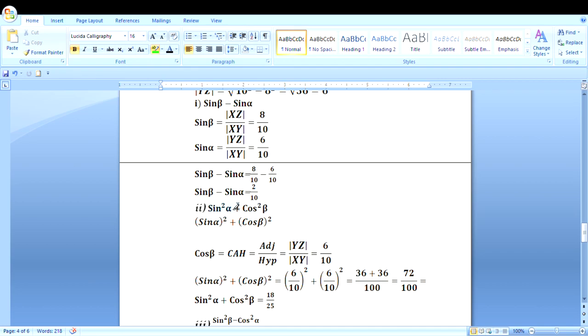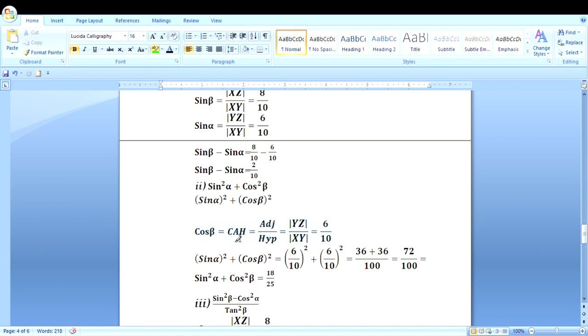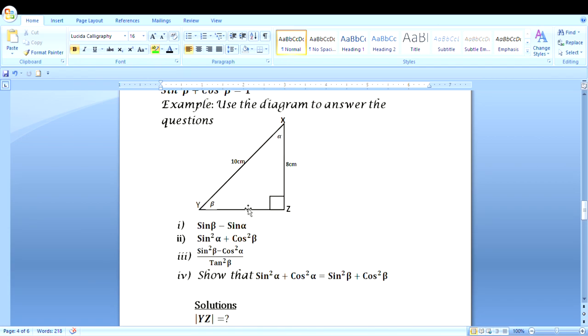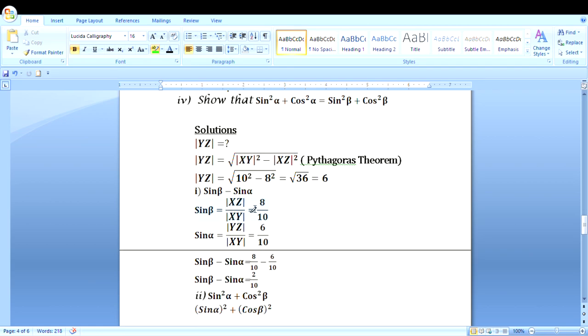Now let's look at the case of sine square alpha plus cos square beta. Now this can also be expressed as sine square alpha plus cos square beta, so that cos square beta is yz over xy, which is 6 over 10. So if you go back here, you will see that cos beta here, which is the adjacent, which is yz, is 6 over 10. Okay, we can see that there.